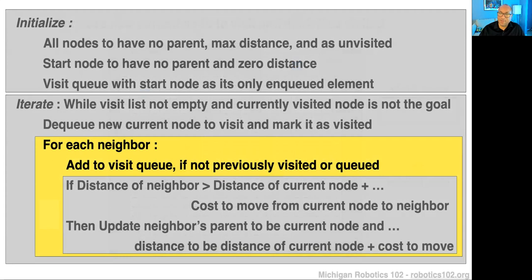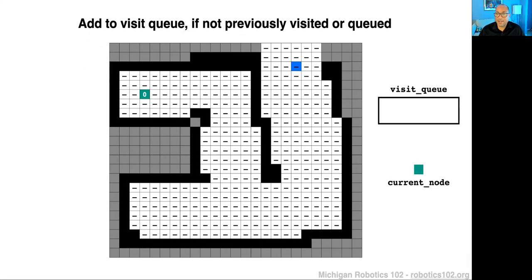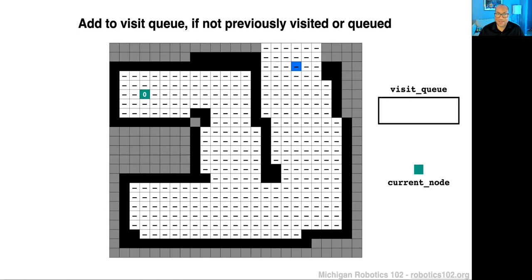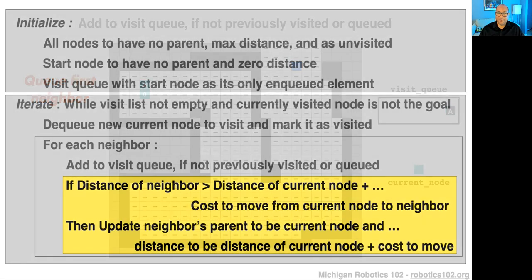For each of the neighbors of our current node, we're going to enqueue each of those neighbors onto our visit queue, assuming that they haven't been previously visited or queued themselves. So if we're looking at our current node, assuming that we have the order of north, east, south, then west, we're going to take our neighbor to the north and enqueue that first neighbor. I'm just giving this the label cell A, and we're going to enqueue cell A onto our visit queue. That's the first step in our iteration.